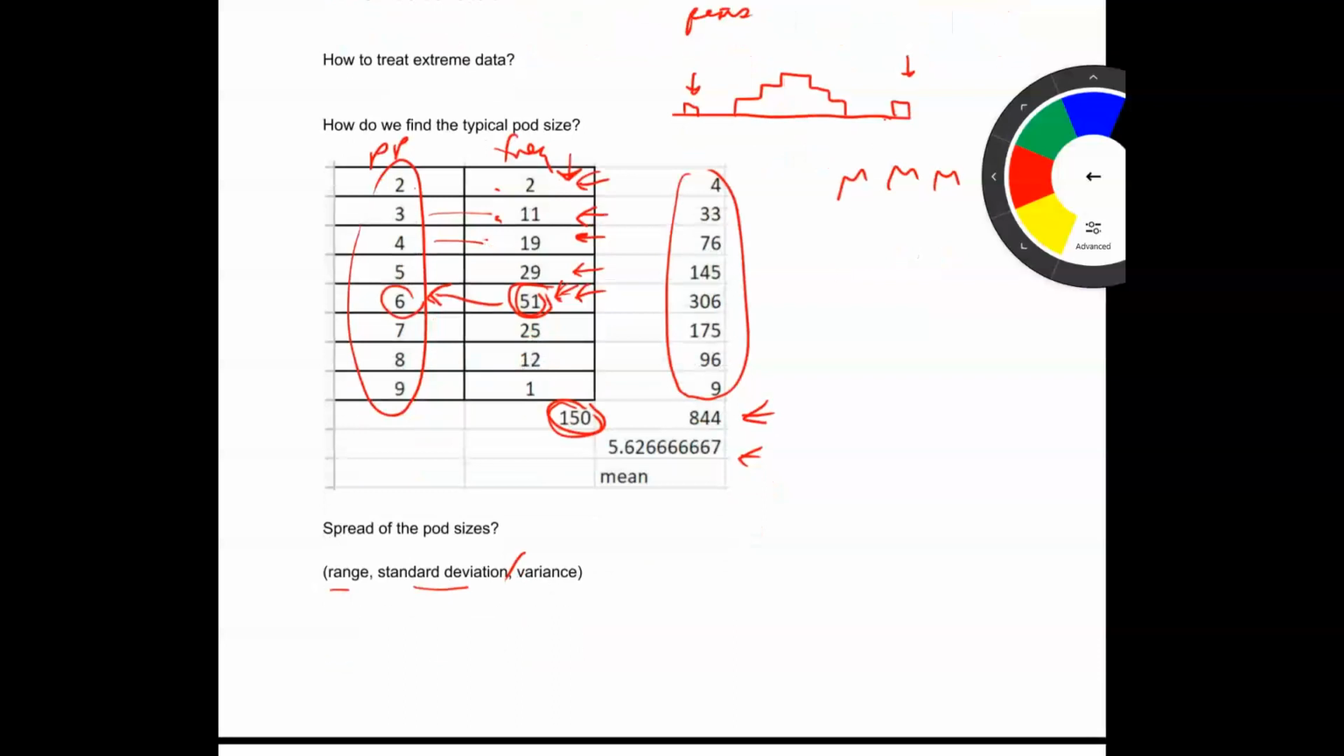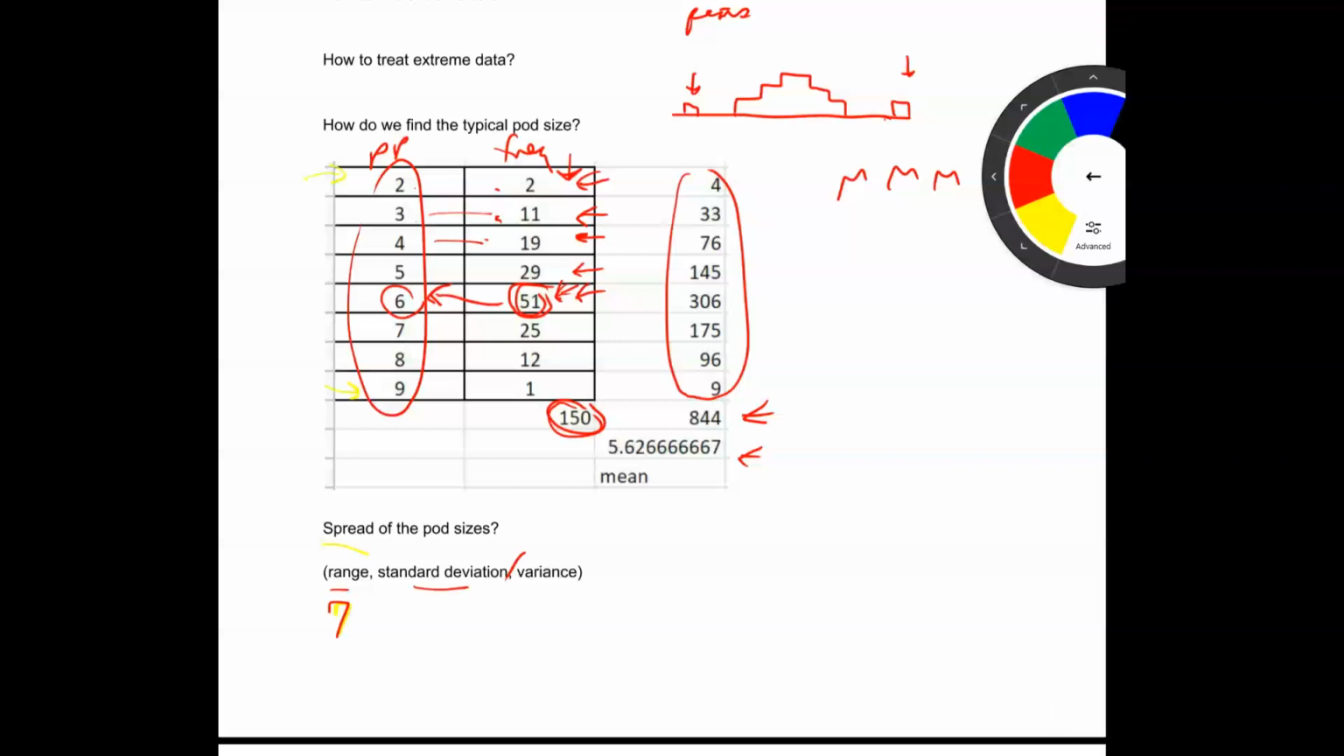So range would just be, now remember, when we talk about the spread, what we're talking about is how far apart the different values for pea pods are. The biggest value is 9, the smallest value is 2, and so the easiest measure of spread is to calculate the distance between 9 and 2, the maximum and minimum. And that would be 9 minus 2 equals 7. So basically, the range, or the maximum minus minimum, is 7. That is a measure of spread.